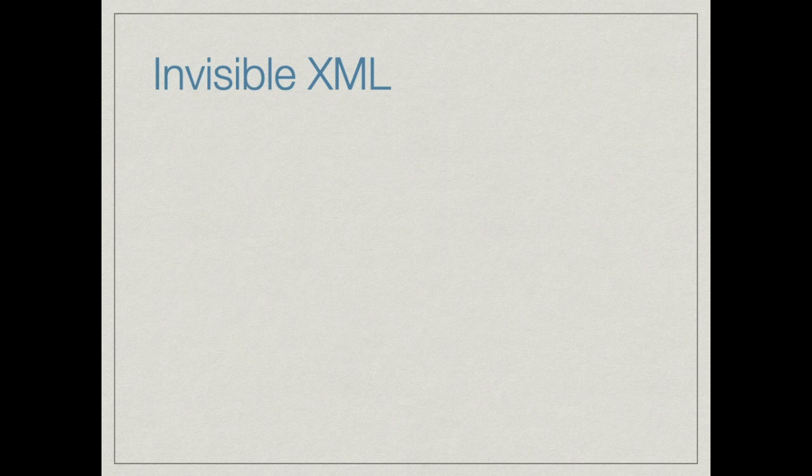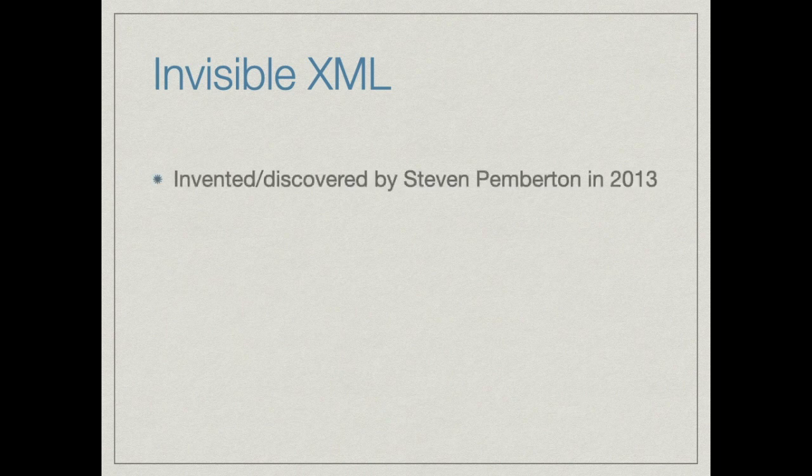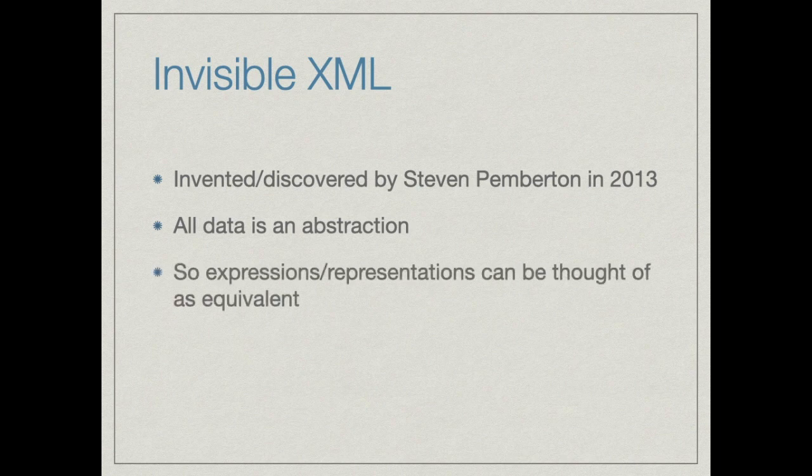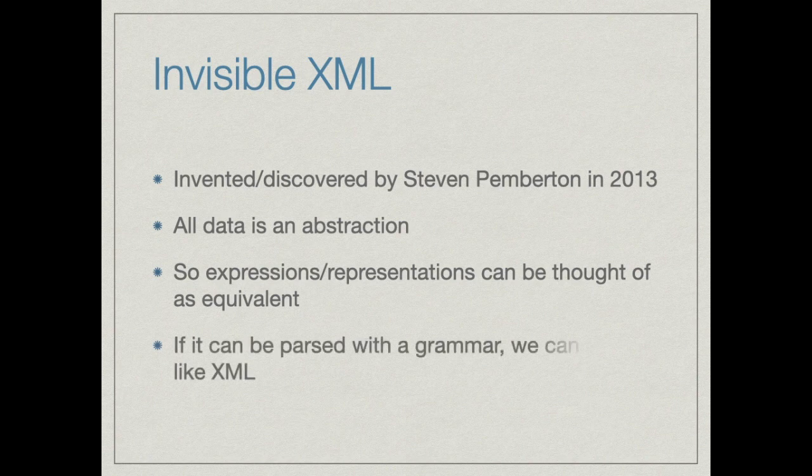I've mentioned Invisible XML several times already, so we probably ought to define what it is. Invisible XML was invented by Declarative Amsterdam's own Steven Pemberton in 2013, and it states that since all data is an abstraction, any representation of the same data can be thought of as equivalent, whether it's in XML, JSON, or some other markup language. In other words, regardless of how it's serialized, if it can be parsed with a grammar, then we can treat it like XML and use all of the XML technology stack when we deal with it.